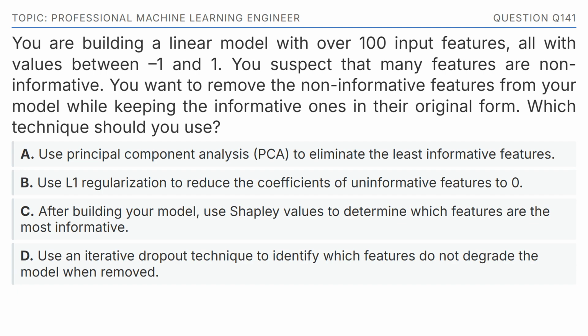The options are: Option A, use Principal Component Analysis, PCA, to eliminate the least informative features. Option B, use L1 regularization to reduce the coefficients of uninformative features to 0. Option C, after building your model, use Shapley values to determine which features are the most informative. Option D, use an iterative dropout technique to identify which features do not degrade the model when removed.